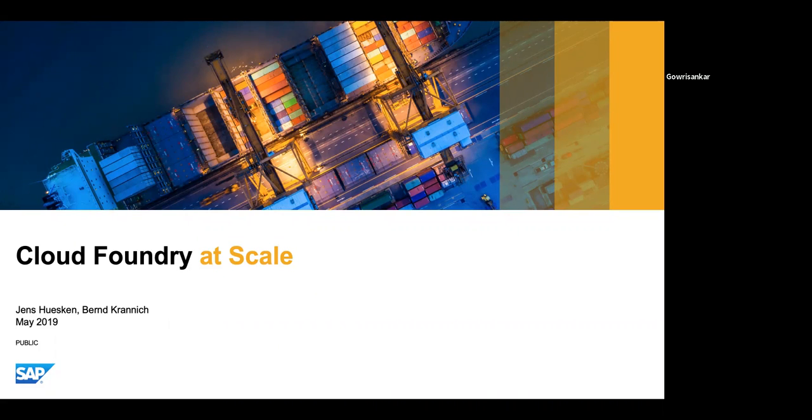So we have three topics for this meeting today. The first topic is basically about the Cloud Foundry at scale. So maybe I can give it over to Bernd to right away kickstart the meeting with the Cloud Foundry at scale. Over to you, Bernd.